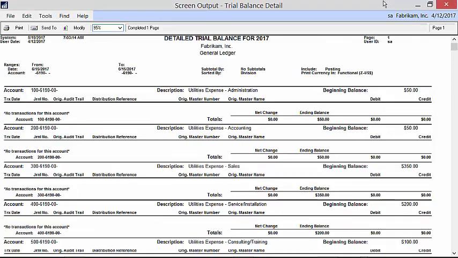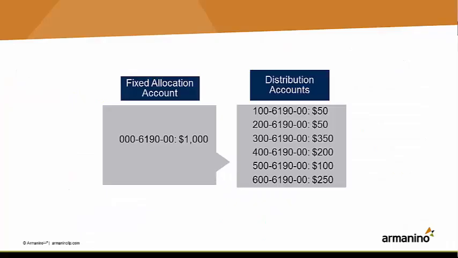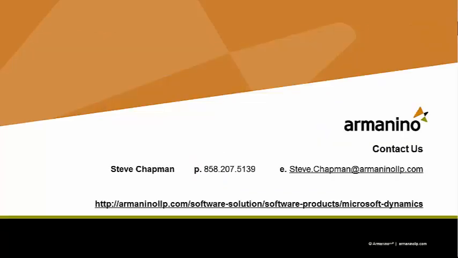An important thing to note is that there are no amounts posted to the allocation account itself, they're just posted to the distribution accounts. So this is an easy way to make an allocation from one account to multiple accounts you might have. Again, the distribution amount is based on fixed percentages that you set up ahead of time.